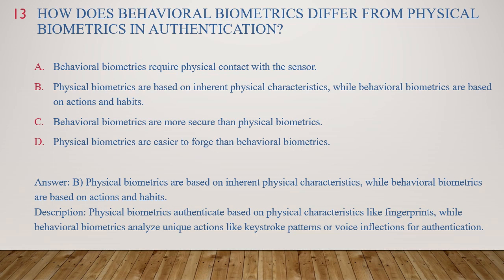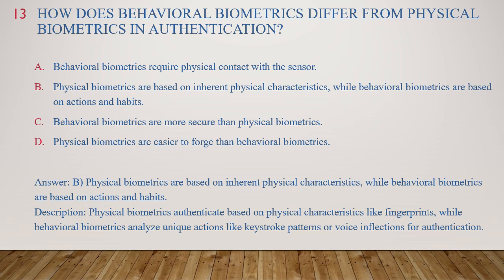Here's why the other options are incorrect. A. Behavioral biometrics do not necessarily require physical contact. Some methods like voice or gait analysis can be done passively and remotely. C. Security is situational. Both types can be secure, but behavioral biometrics may offer an extra layer of security as they are harder to forge. For example, mimicking someone's voice is more difficult than replicating their fingerprint.